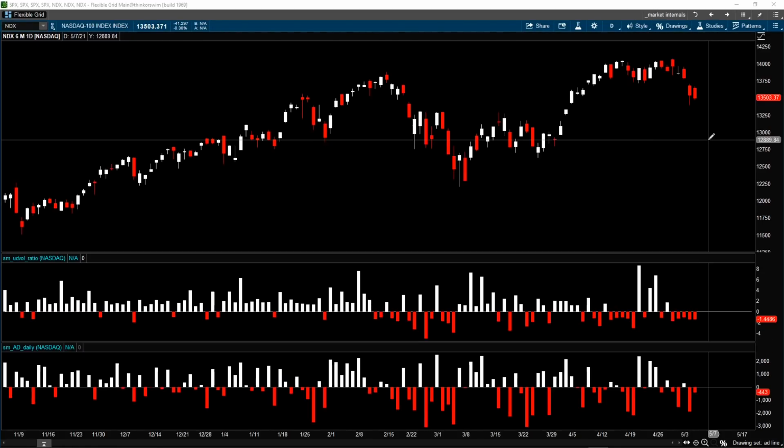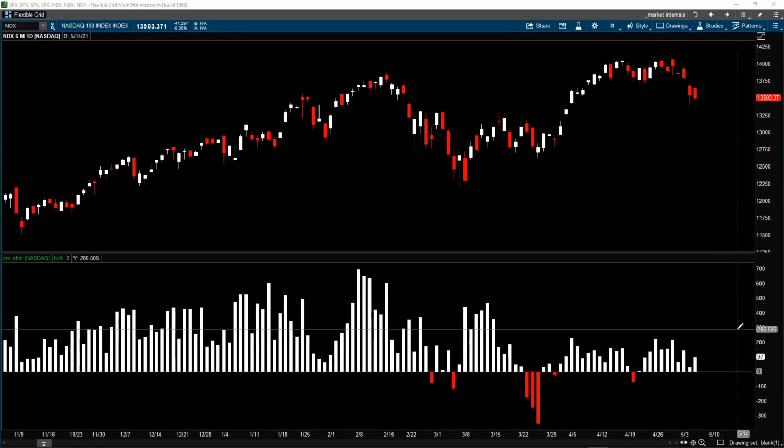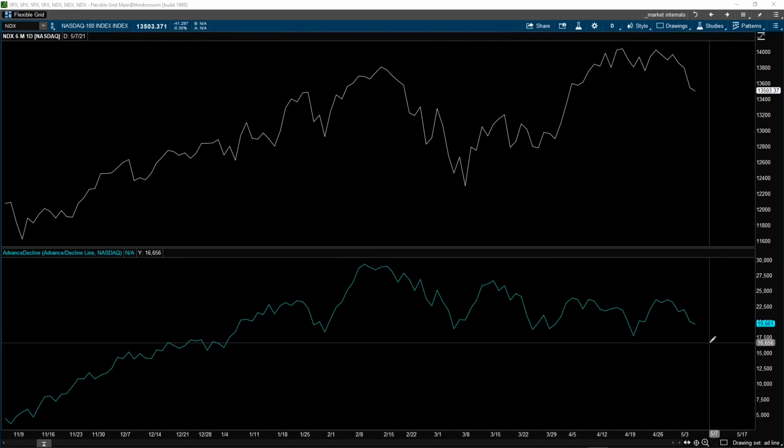The Nasdaq 100 was down 41 points today, or 0.3%. The up-down volume ratio stayed negative with weak daily advance decline. New high, new low under 100. Cumulative AD line continues to trend down.